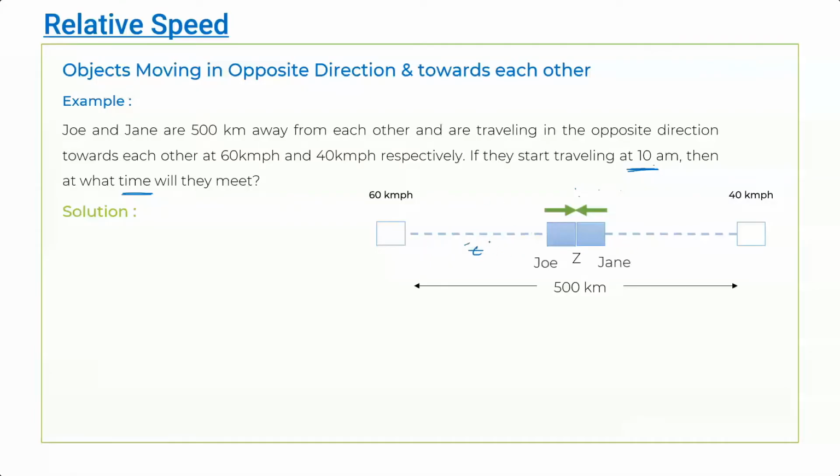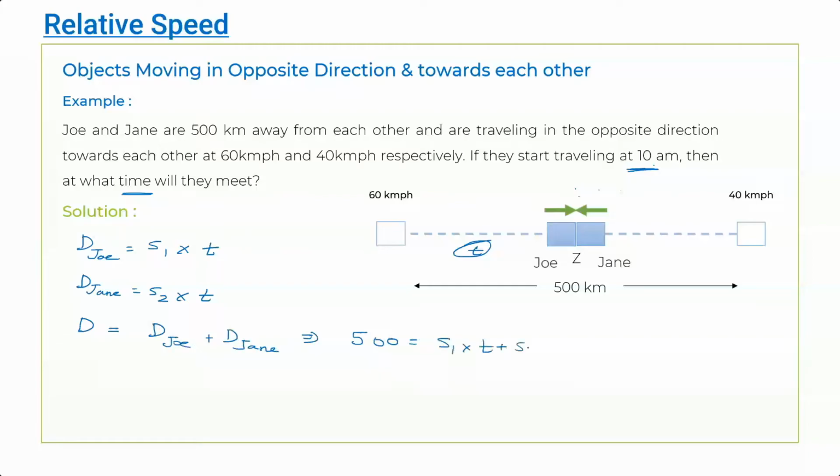Okay, so in t time, Joe will cover how much distance? Distance covered by Joe is going to be the speed of Joe, let's write it as s1 for the moment, times the time t. Distance covered by Jane would be how much? Let's write it as speed s2, and again the time t. And together, they're covering the total distance, right? The total distance of 500 kilometers. So I can write the total distance of 500 kilometers must be the distance of Joe plus the distance of Jane. The total distance is 500, which is equal to S1 times T plus S2 times T.